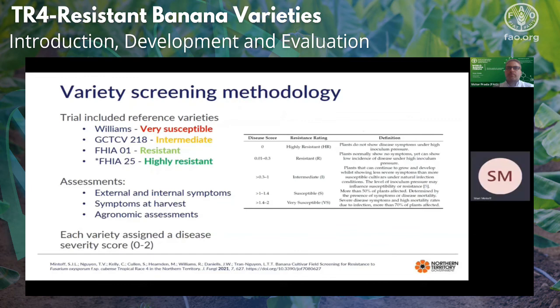We've also got two resistant varieties, FEAR 1, Goldfinger, and FEAR 25. I think FEAR 25 was used in the first round of trials, but was eventually cut in the following ones.